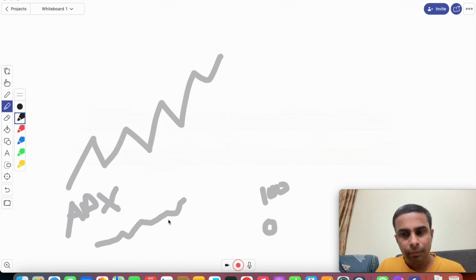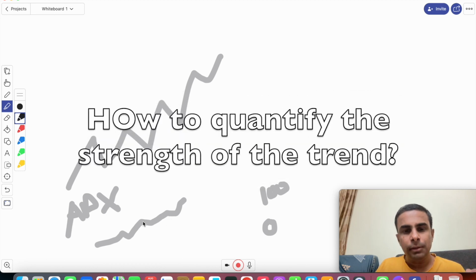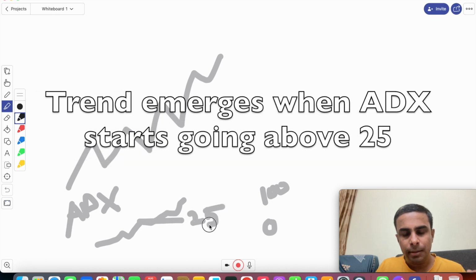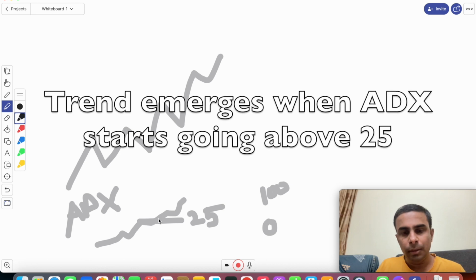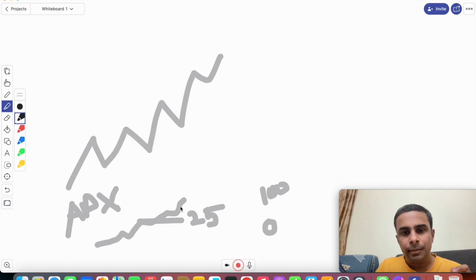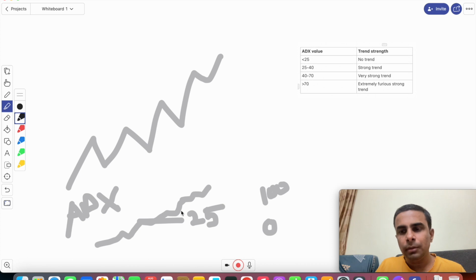Now, how can we quantify that? Generally, I consider a value of 25 and see if the ADX value is going above 25 or not. If the ADX value is going above 25, that means the trend has begun. And as ADX goes up or rises, the trend becomes stronger and stronger. So an ADX value of 30 or an ADX value of 40 would make a strong trend.